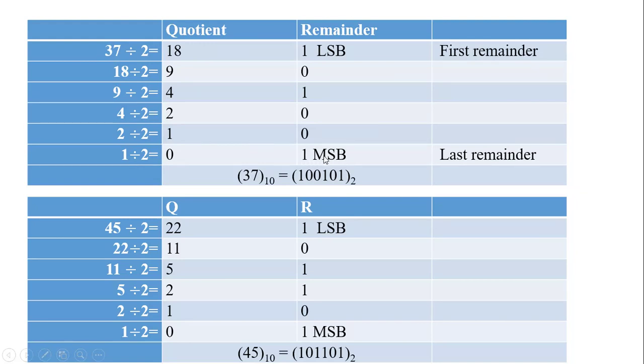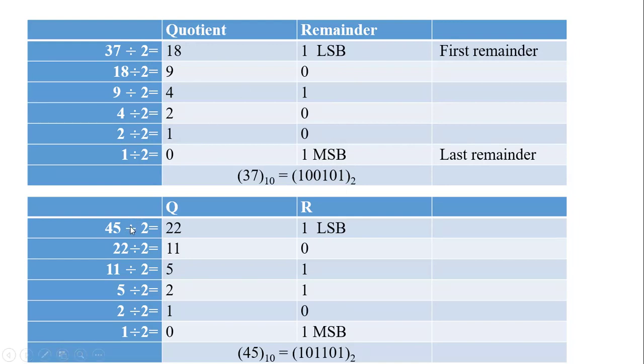So the last remainder is the MSB and the first remainder is the LSB. This is the last remainder, so this one represents this one in the binary number. This is MSB and this is LSB. So 1, then 0, 0, 1, 0, and 1, the last one, the first one, LSB. So this is the least significant bit and this is the most significant bit.